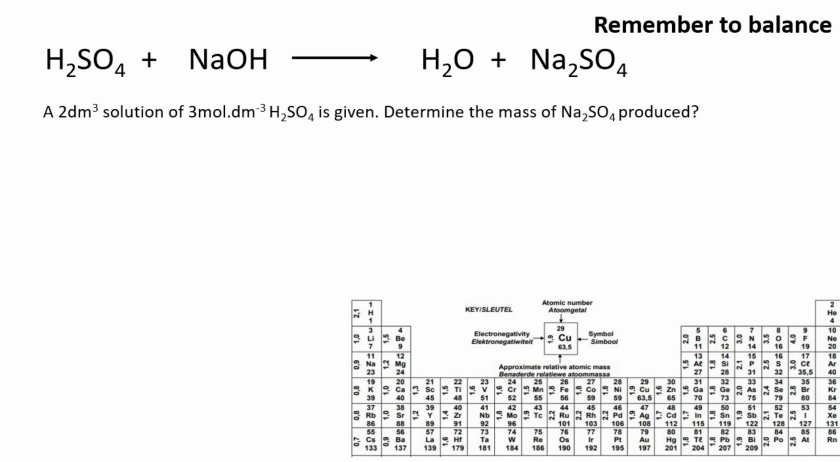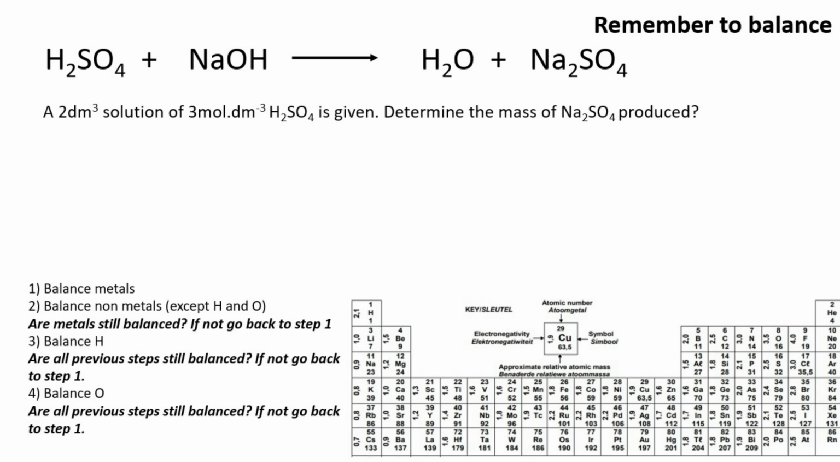So here's our next equation. Now remember, the important thing is that you always balance this first, okay? So the way we balance is we use these steps over here. So we divide our reaction into a left side and a right-hand side, and we're talking about the left and right of this arrow. So we start by balancing metals. Now metals are everything to the left of this jagged line, okay? So your metals would be Na, for example. Hydrogen is not a metal. You've got to remember that hydrogen actually is a non-metal.